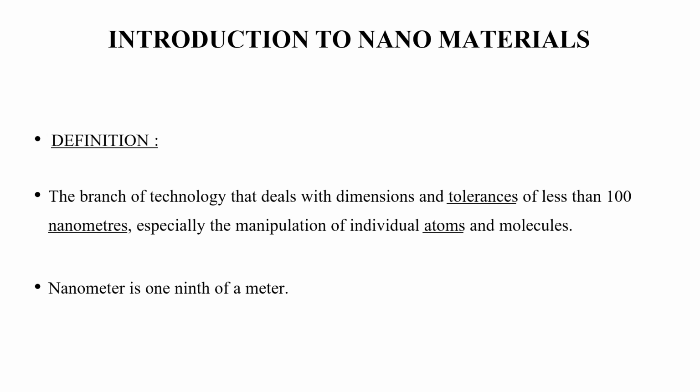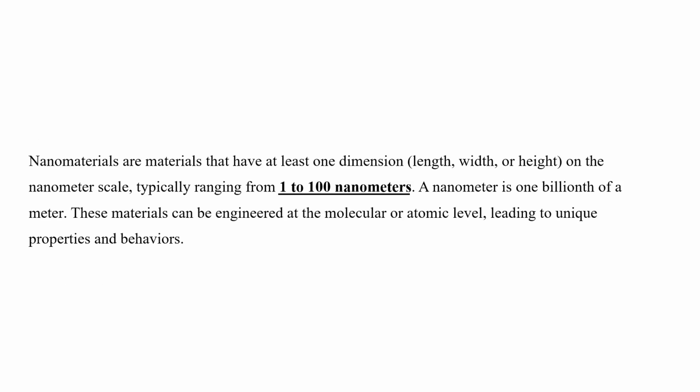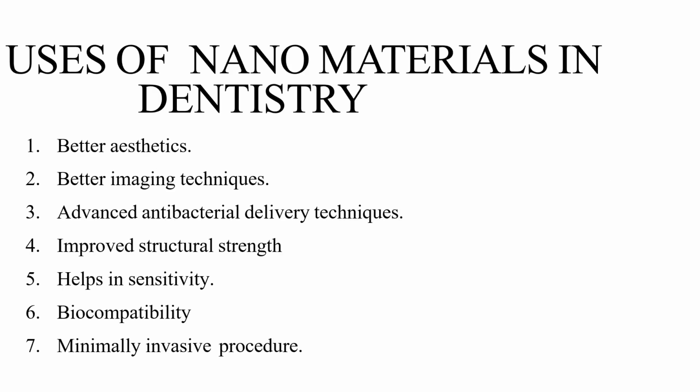It is defined as a branch of technology that deals with dimension and tolerance of less than 100 nanometers, especially the manipulation of individual atoms and molecules. A nanometer is one billionth of a meter. Nanomaterials are materials that have at least one dimension, length, width, or height, on the nanometer scale, typically ranging from 1 to 100 nanometers. These materials can be engineered at molecular or atomic level, which leads to unique properties and behaviors.